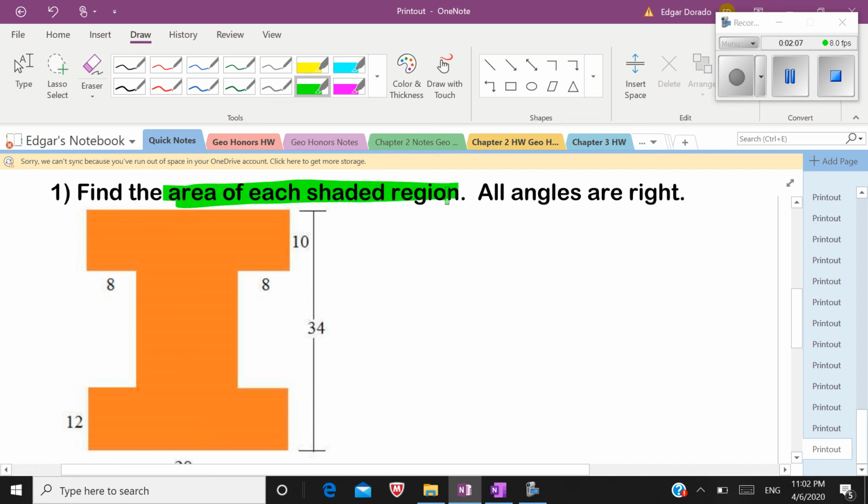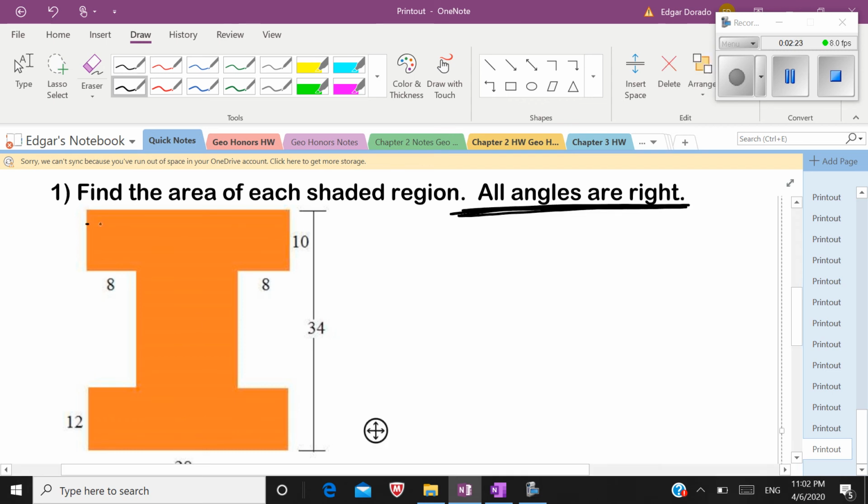There are actually multiple ways of doing this, but one that stands out to me right away, and maybe it already has to you, is to break this shape up into three different figures. This is super important here: all the angles are right angles. So this is a right angle here, here, here, here, here, here, and here. And even these right here, technically, are right angles as well.